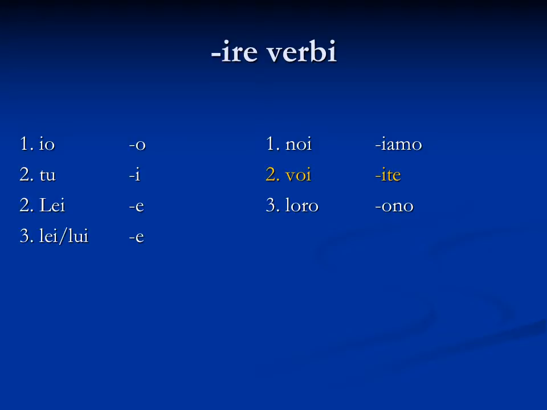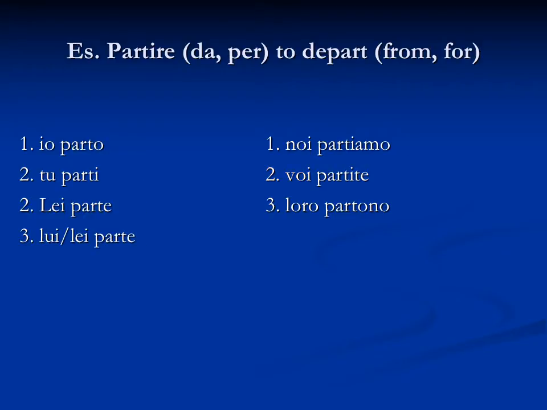Now what you will notice is that the voi form is highlighted in yellow. And this is because there's only one difference between the ERE and the ARE verb forms, and that is the voi form. The voi form for ERE verbi is ete, and we'll notice in a few slides that the ARE verbs use the ate instead in the voi form. So this is very useful to know because once you know the ERE, you practically have the ARE learned as well.